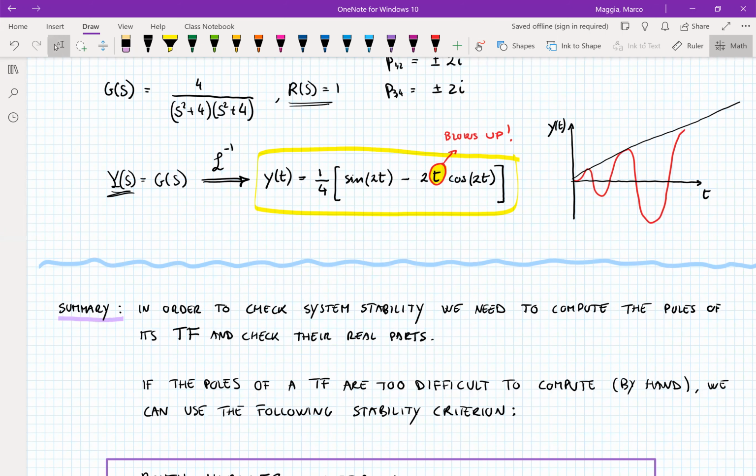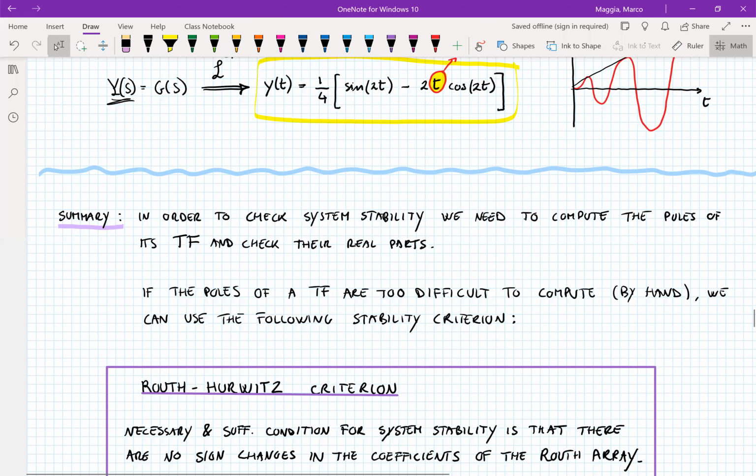All right, so the lesson that I want you to remember from this is that in order to check the system stability, if we don't want to use the more convoluted definition, we can just simply look at the transfer function of the system, compute its poles, and check their real parts. If all the real parts are negative, then the system is stable. Great. We want stable systems.